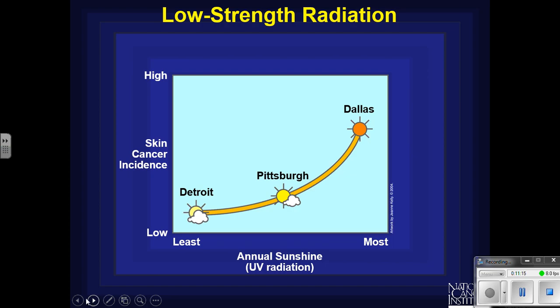So this is just a graph kind of explaining the incidence of cancer. Cancer incidence, low versus high, is on the side of the graph. And then annual sunshine, the least amount, like in Detroit, they don't have as much sunshine as Dallas does. Dallas has a lot of direct sunshine. And you can see the incidence of cancer is much higher in Dallas than it is in Detroit.